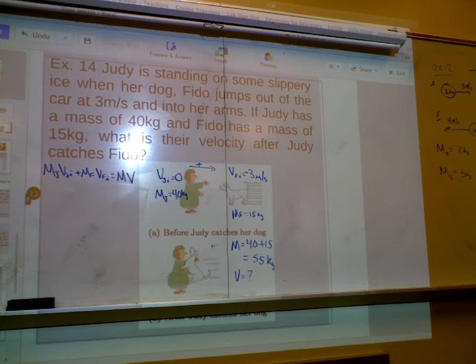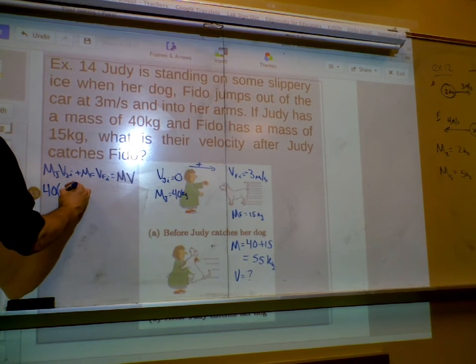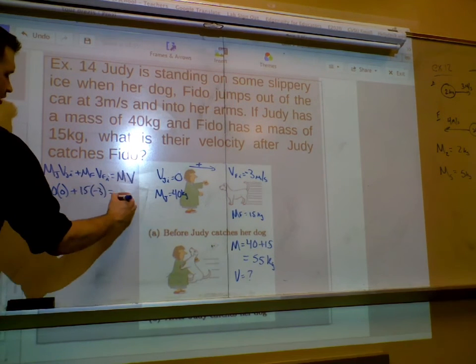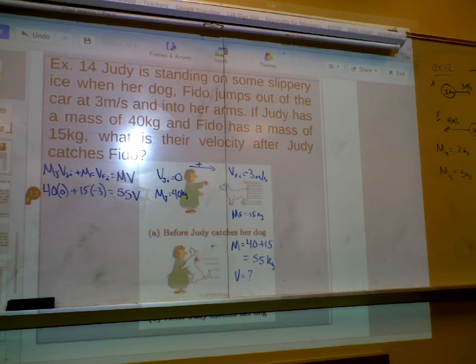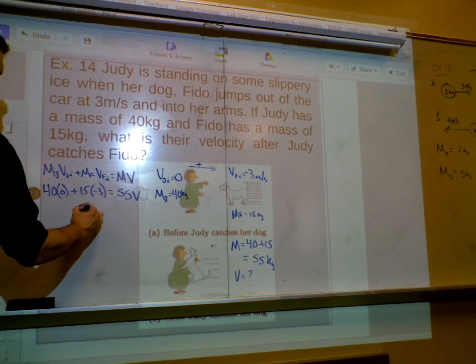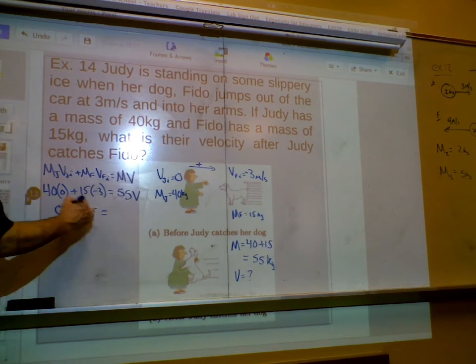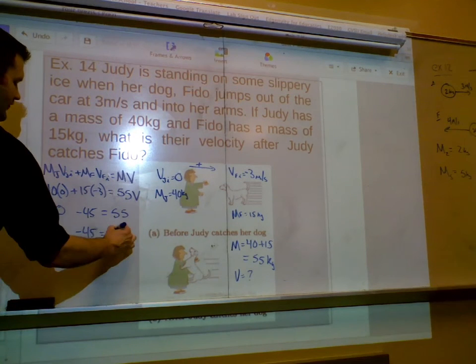So we can plug in what we know. So 40 times 0 plus 15 times negative 3 equals 55V. 15 times negative 3 is negative 45. 40 times 0 is 0. So we have negative 45 equals 55V.